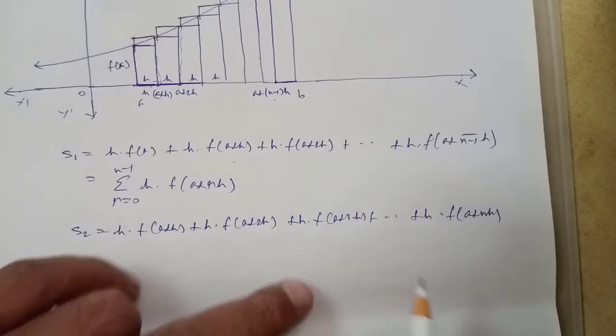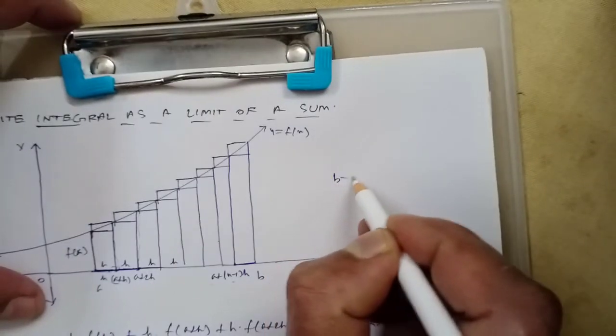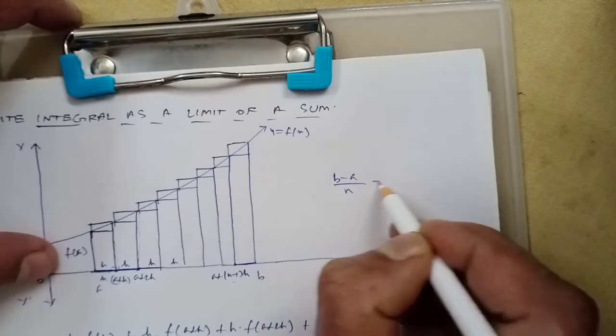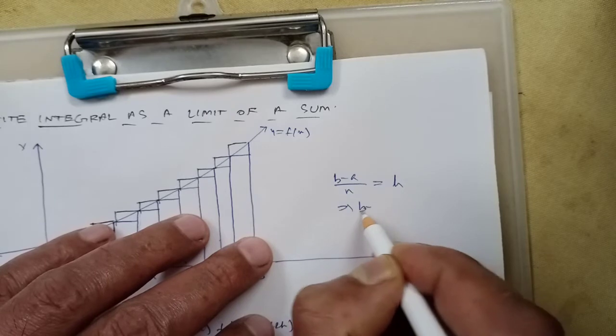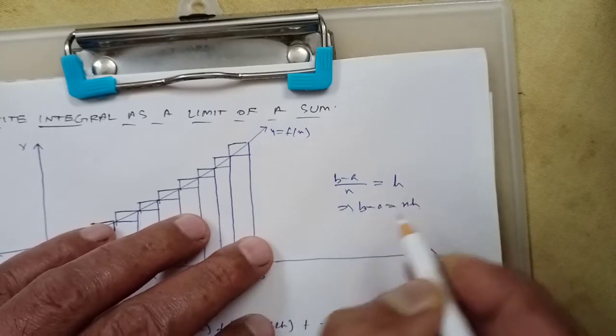Now look at the fact that the interval a to b, whose length is b minus a, is divided into n parts and each part is of length h. So you get b minus a equals nh.